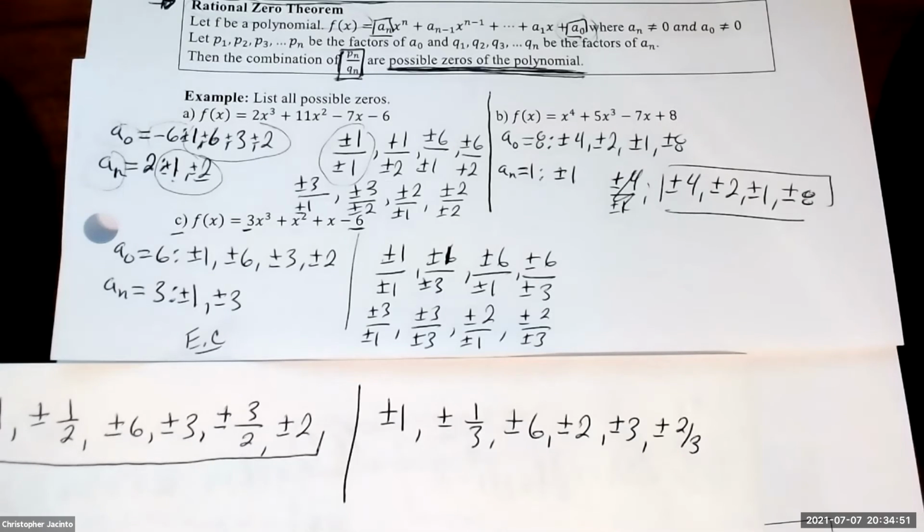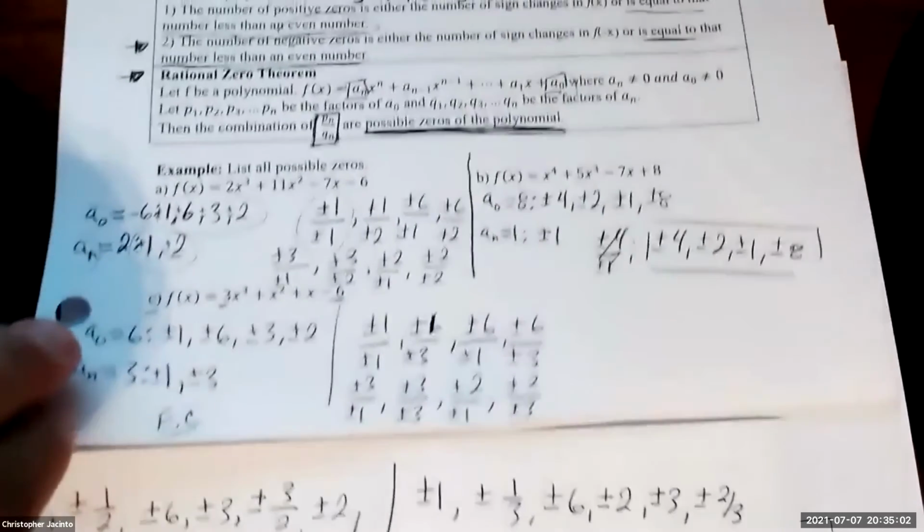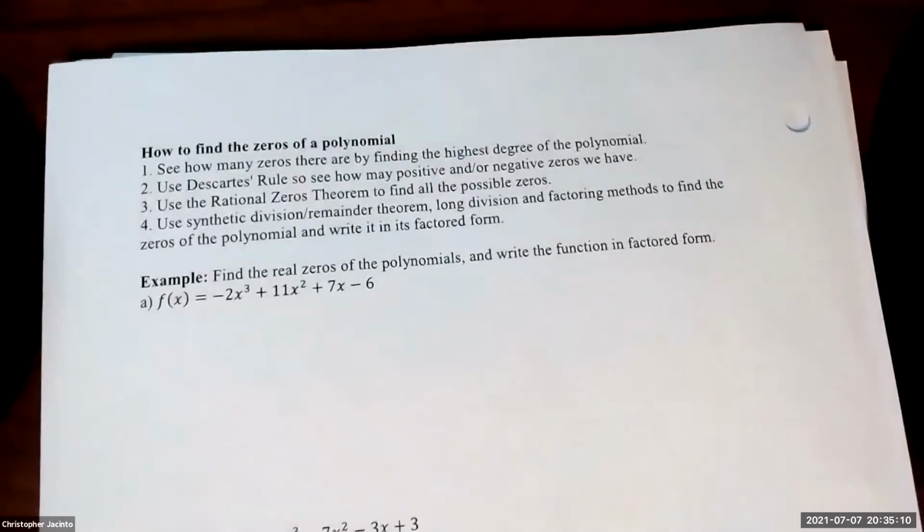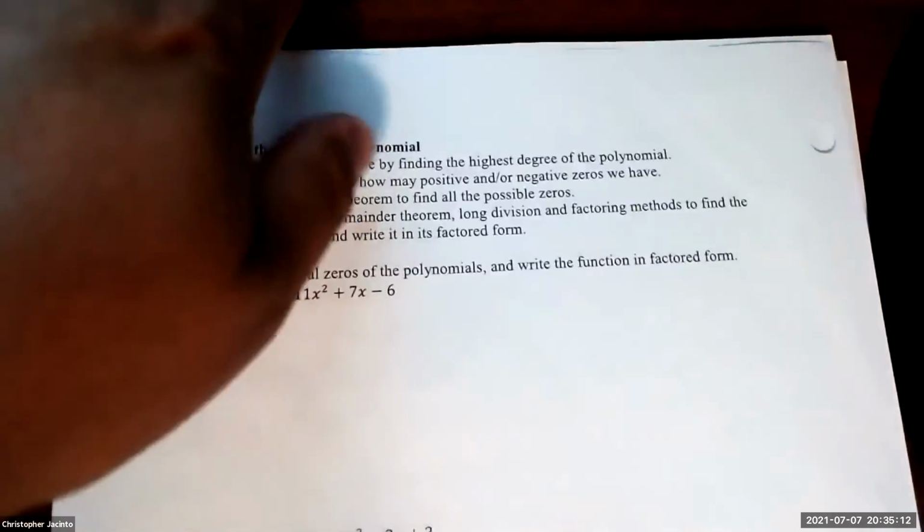Any questions just being able to list all the possible zeros? Everybody comfortable? Okay. So if you're wondering, this isn't too bad, why do you say this is going to be long? Well, the reason this section is pretty lengthy is not because of the material, it's because of the actual questions themselves.